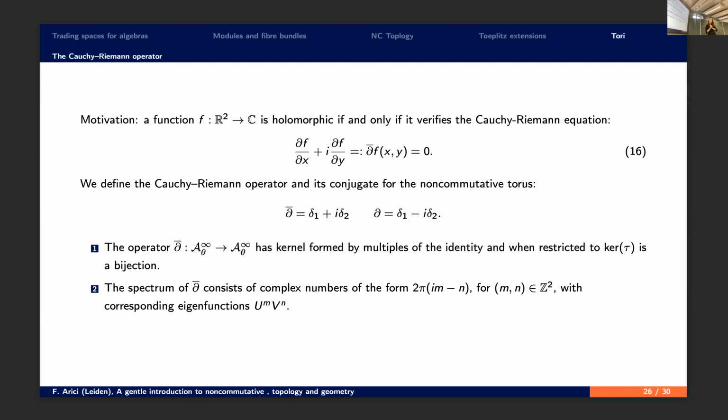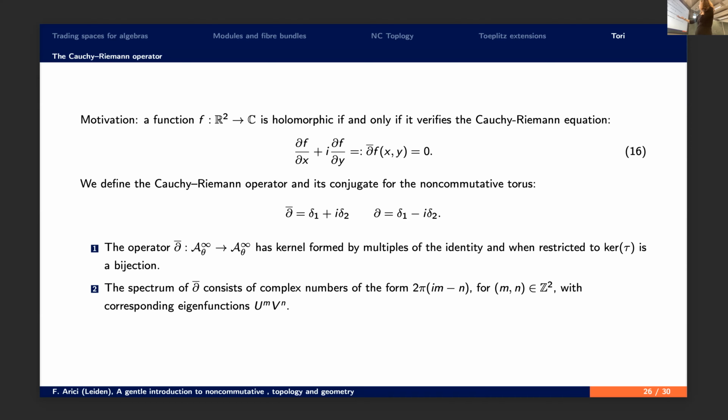So why do we care about these two derivations? Well, you can put them together in a new operator which generalizes the Cauchy-Riemann operator, the operator whose solutions give you the holomorphic functions. You can define two Cauchy-Riemann operators, one and its conjugate, on a non-commutative torus by taking delta bar to be delta 1 plus i delta 2 and delta to be the one with the minus. So this operator is a differential operator on the algebra of the non-commutative torus.